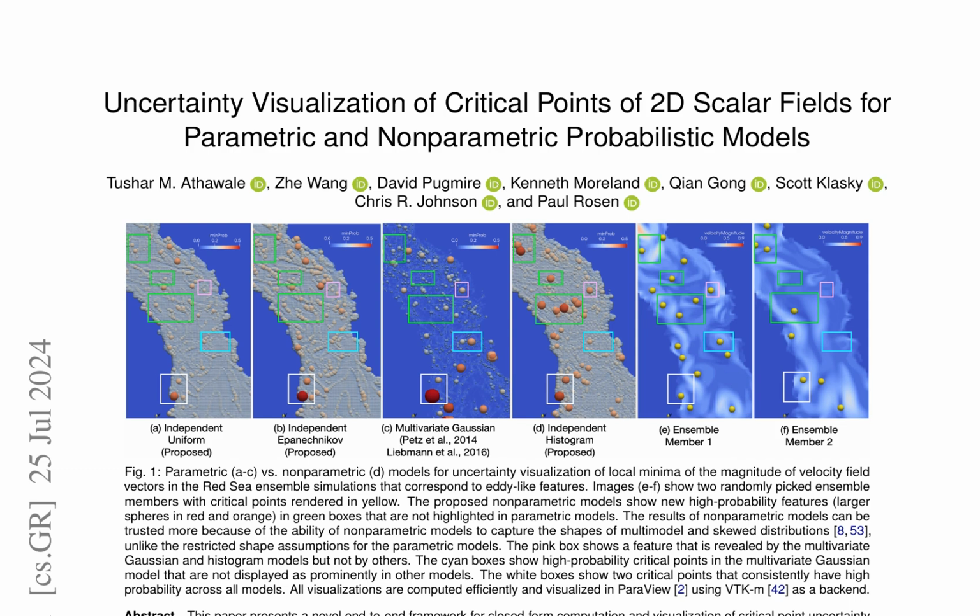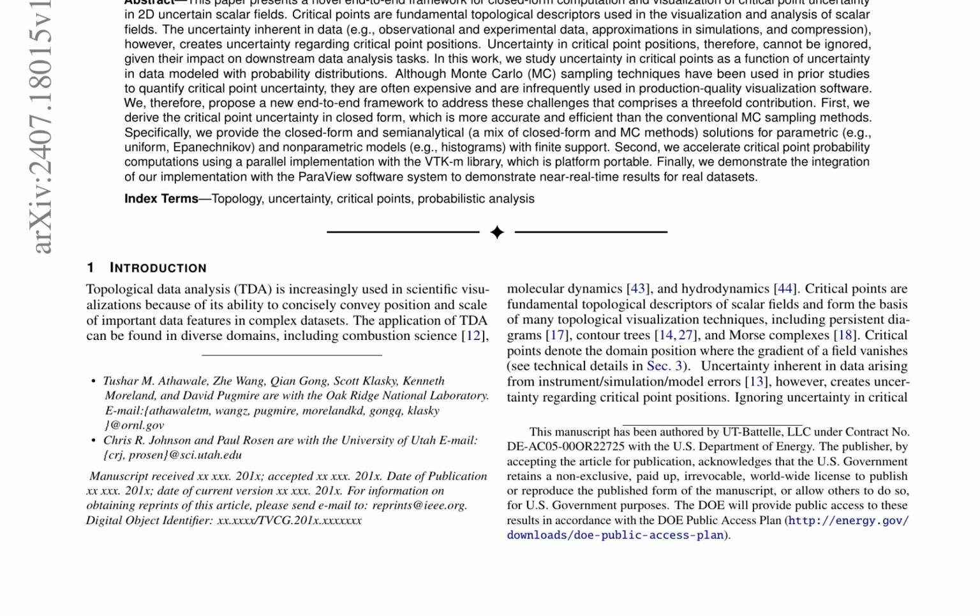with finite support. The framework accelerates critical point probability computations using a parallel implementation with the VTK-m library, enabling near real-time results for real datasets. Integrated with the ParaView software system, it demonstrates its effectiveness in visualizing critical point uncertainty.